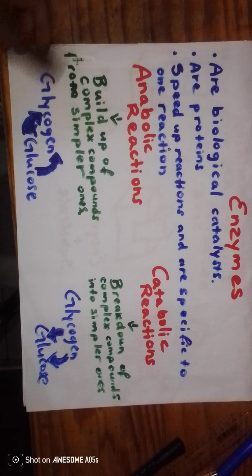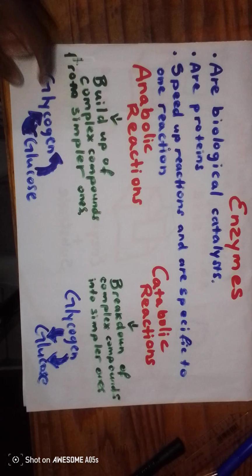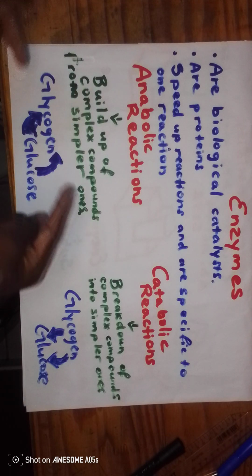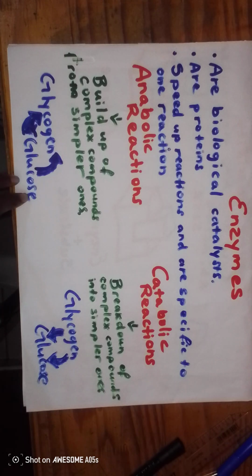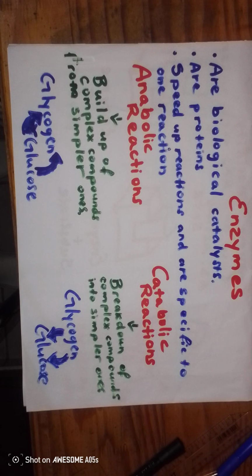That means, for instance, we have glycogen, which is a complex sugar in the human body, which is now built up from glucose. As you can see, the arrows are going towards glycogen. That means glucose is being built up into my glycogen. Perfect. Then catabolic reactions. This is the breakdown of complex compounds into simpler ones.